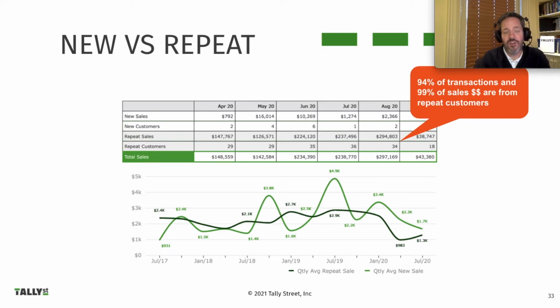At the bottom of the chart, another helpful thing to track is the average deal size for a new and a repeat customer. In this case, we see that new customers typically have a larger purchase. That first purchase is larger than a repeat purchase. That's not at all uncommon. That's actually what we typically see when we work with our customers.